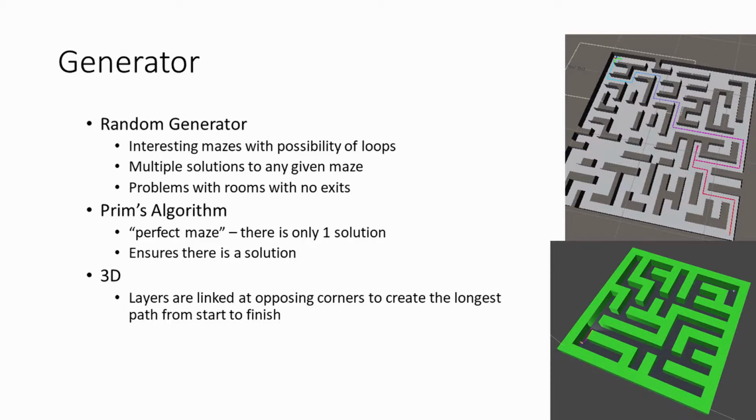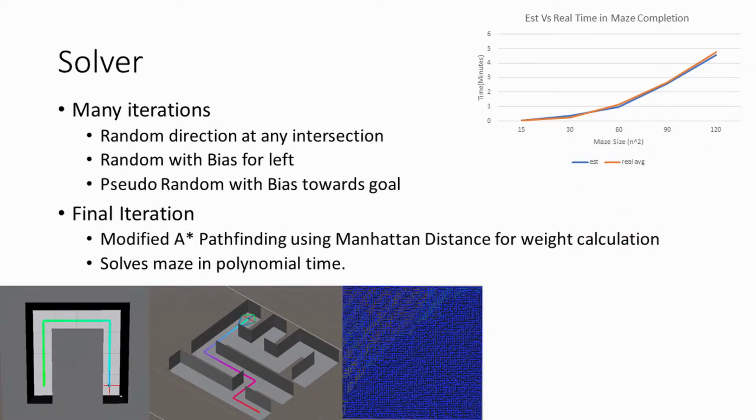Multiple floors are achieved by continuing on with the current seed of the random generator and generating another maze via Prim's algorithm, then linking the two floors at opposing corners to create the longest path possible that goes from start to finish. The solver has also had many iterations, similar to the generator.